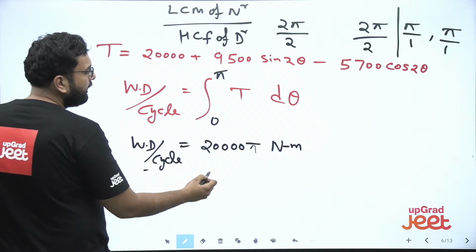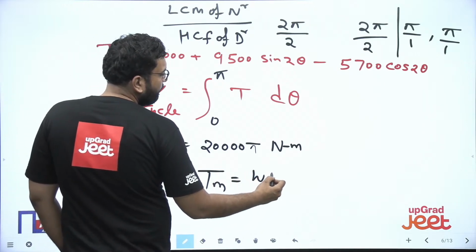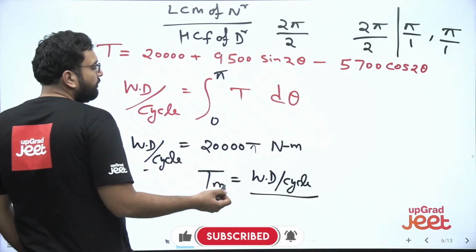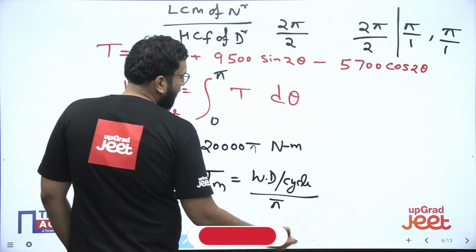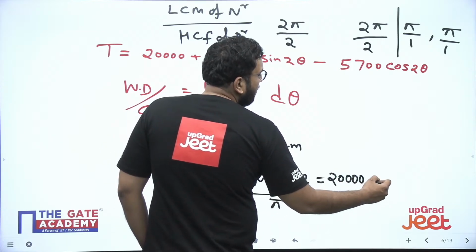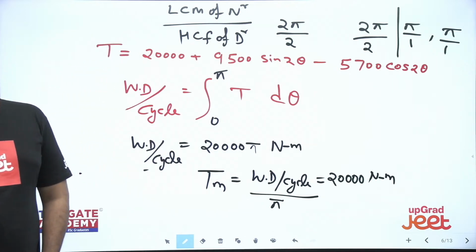Now how can we get the mean torque? Mean torque is work done per cycle divided by the length of the cycle, which in this case is pi. So basically we are getting 20,000 Newton meter. Is it fine to everyone?